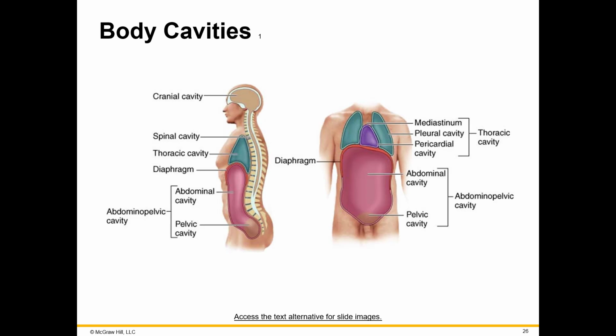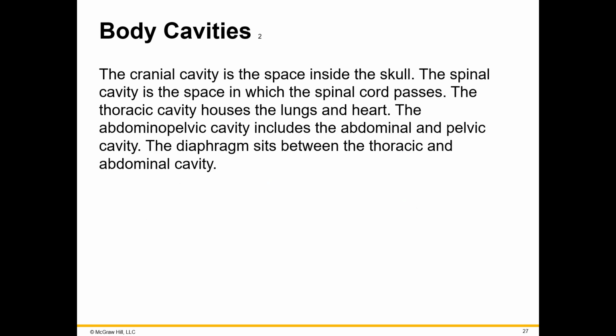Here we're going to look at the 5 cavities. We have cranial, spinal, thoracic, abdominal, and pelvic. The cranial cavity is the space inside the skull. The spinal cavity is the space in which the spinal cord passes. The thoracic cavity houses the lungs and heart, and the abdominopelvic cavity includes the abdominal and pelvic cavity. The diaphragm sits between the thoracic and the abdominal cavity.